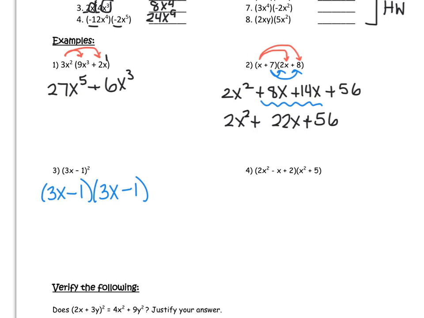I want you to write this. Do not distribute the exponent. There is no rule mathematically that says that you can distribute this into here and here. That is not correct. You must write it out twice.